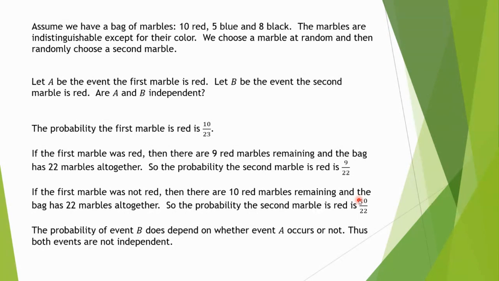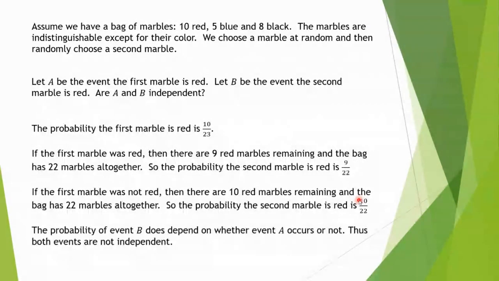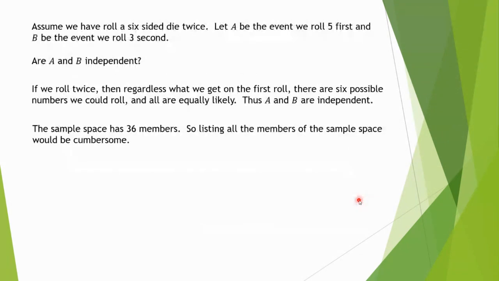Notice also we didn't have to list the sample space. In the first one here, it wasn't that bad. There weren't many elements. But here, there'd be a lot more elements. I think there'd be 23 times 22, which is not terrible, but it's a pretty big number. We didn't have to list the sample space, which is nice.